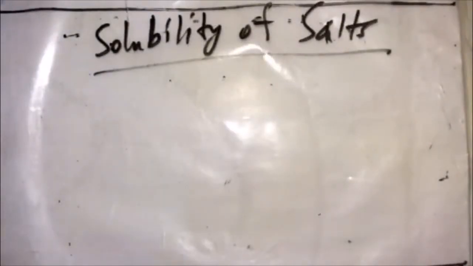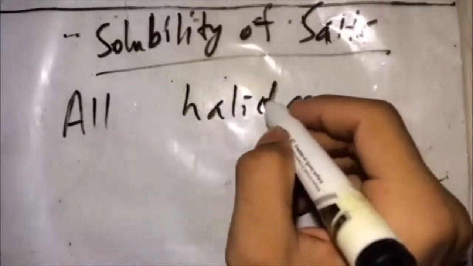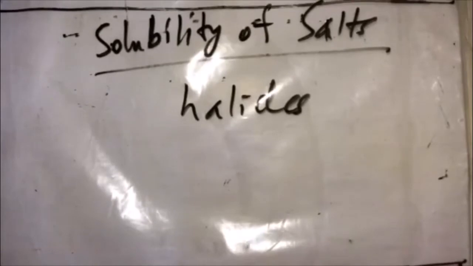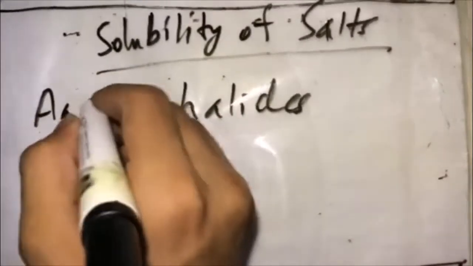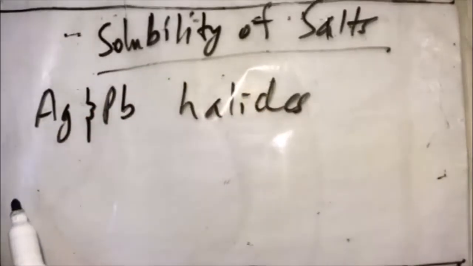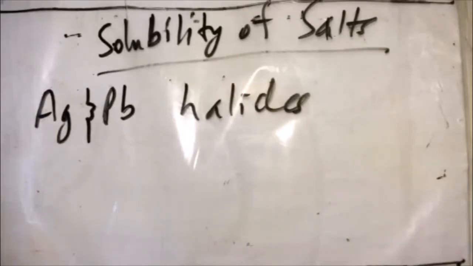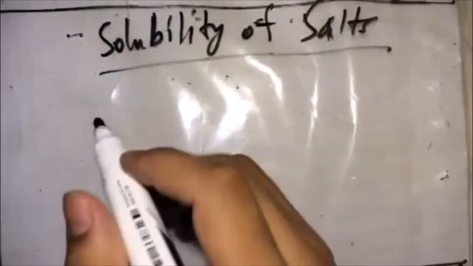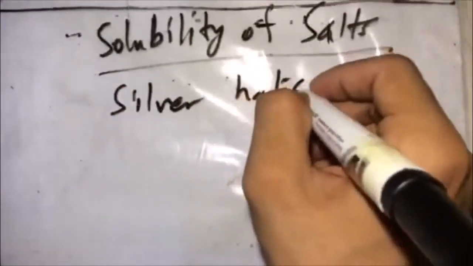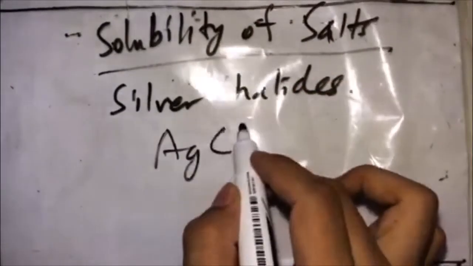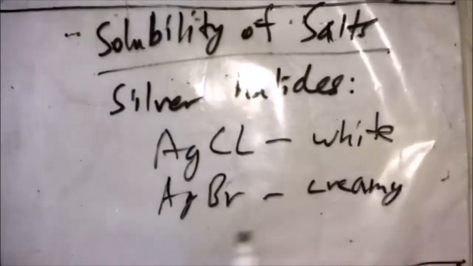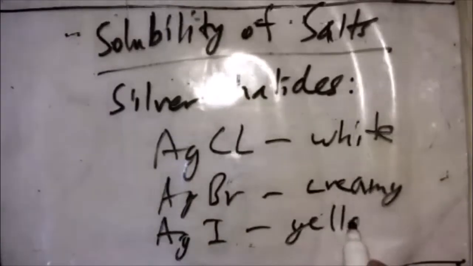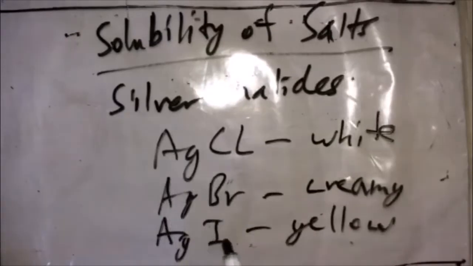Now, in general, for all halides, all silver and lead halides are insoluble. For example, silver chloride, lead chloride, silver iodide, lead iodide, silver bromide. For silver halides, silver chloride is white, silver bromide is creamy in color, and silver iodide is yellow. These are all precipitates because all silver halides are insoluble, so these are solid.